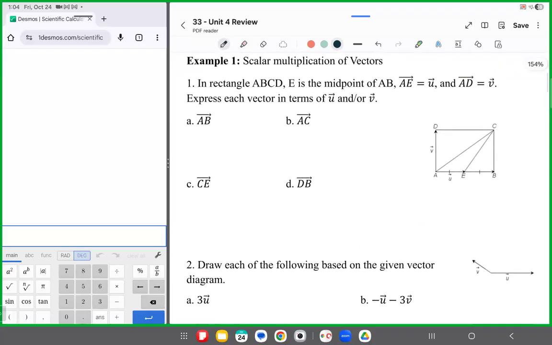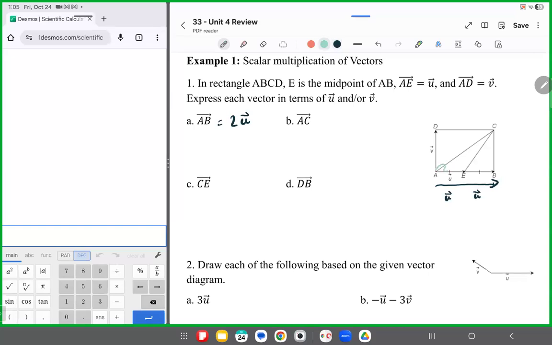Okay, so here, example one, scalar multiplication of vectors. So we have rectangle ABCD. E is the midpoint between A and B. AE is equal to vector U, and AD is equal to vector V. And we need to express each vector in terms of U and or V. Okay, so here, how do I make vector AB? Well, you can see vector AB is composed of two vector U's. So here we can claim that vector AB is equal to two vector U's.